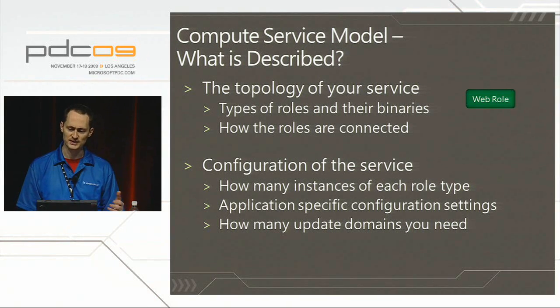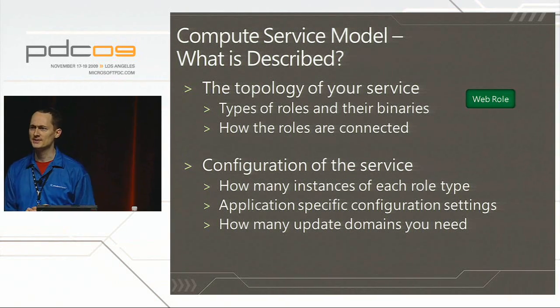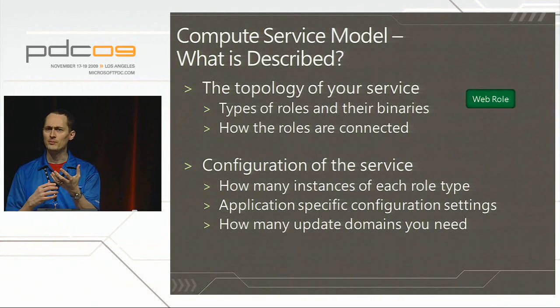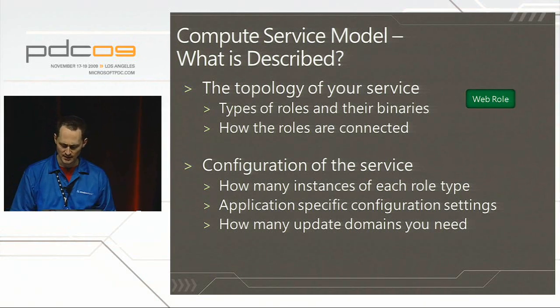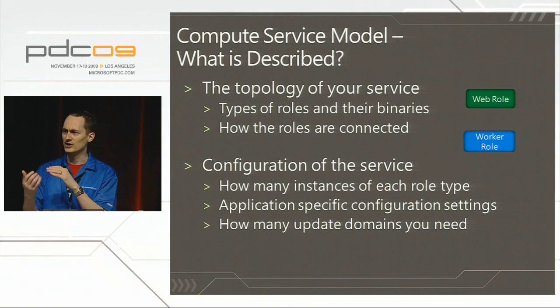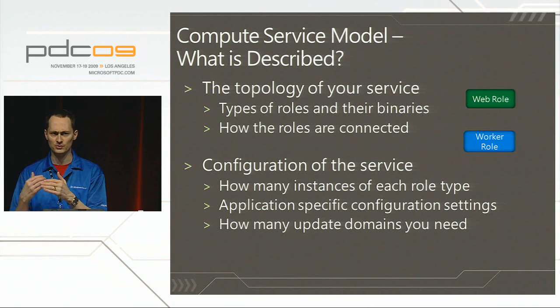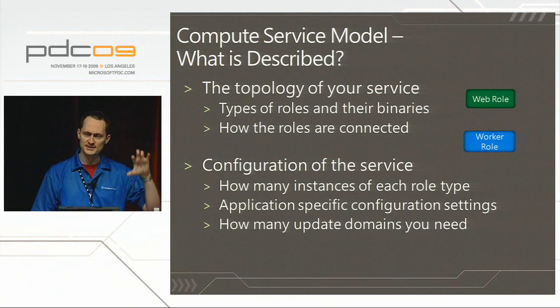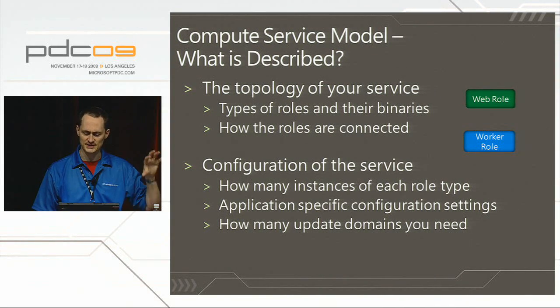OK, so just for an example, assume we have a photo processing website we want to run. We may have a front-end web role that takes the incoming requests for the photo processing. And we also might have a worker role that actually processes those requests, might do red eye reduction or cropping or something like that. So that defines the two types of roles we have for this example service.